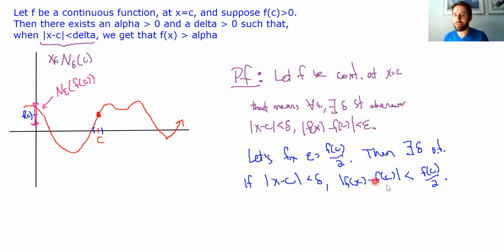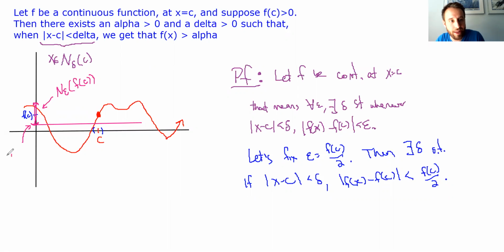Now, all we have to do is make the observation that visually, geometrically, if f of x minus f of c is less than f of c over 2, that means that our f of x values are in this range, which means that they can get at most half the distance to the x-axis. And in particular, they're definitely positive. Not only are they positive, but they are bounded above this line. And so this actually gives us a way to figure out what a good choice of alpha will be as well, right? They're bounded above that line.